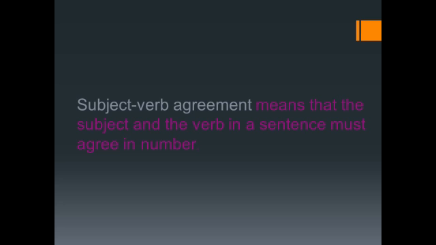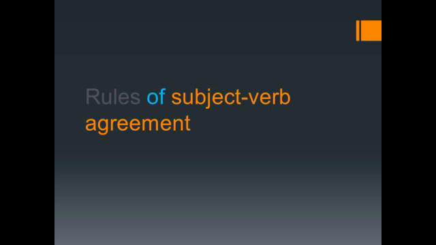Subject verb agreement means that the subject and the verb in a sentence must agree in number. Or we can say, for making a sentence grammatically correct, a verb must agree with its subject in number. Numbers means singular or plural. Students, here we are going to learn the rules to form sentences keeping the agreement between the subject and the verb.